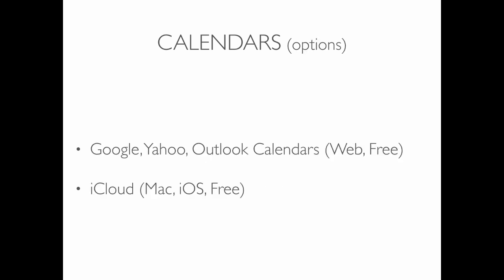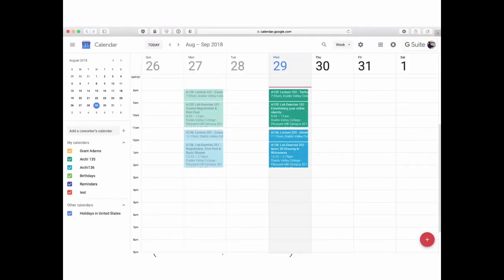So you have a variety of choices. There's a bunch of free options out there. Most of them come with whatever email account you have. Google, Yahoo, Outlook all provide those. If you're in the Mac ecosystem, you can use iCloud. That's another option for you as well.